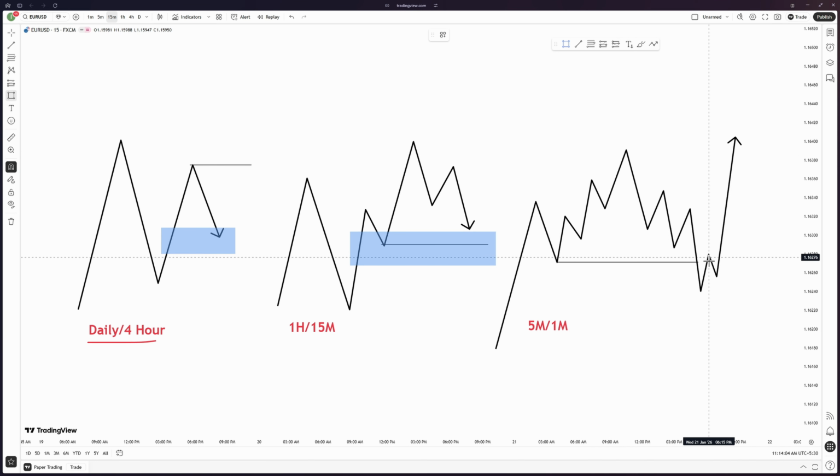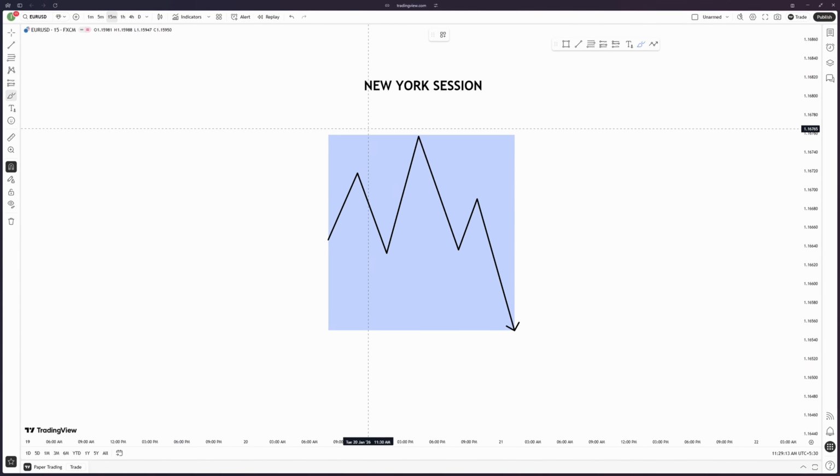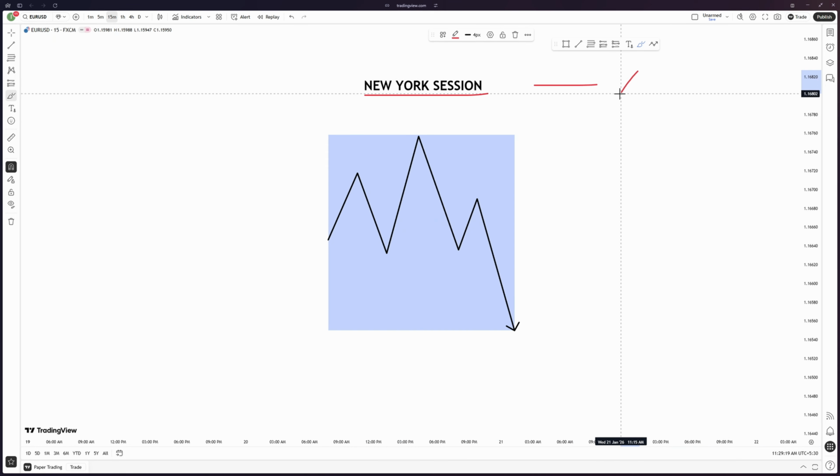After displacement, I have to look for a fair value gap. I will enter on that fair value gap and target the buy-side liquidity of the 15-minute time frame. I have to wait for price to come back into this zone, and then I look for my entry. I only trade this setup during the New York session every day. If the setup appears outside this session, I ignore it.